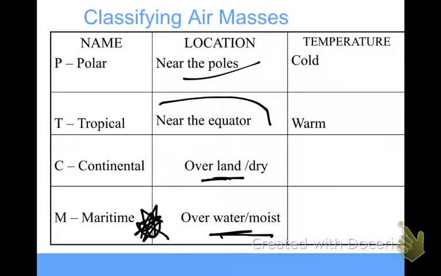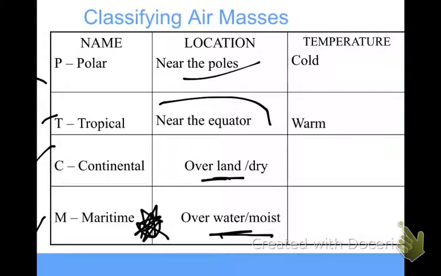So we have 4 letters or initials that we use when we name an air mass. P for polar, T for tropical, C for continental, and M for maritime. So if you have an air mass and it's cold, and you know it's cold because it formed near the poles, then you would write down the letter P. If it was an air mass that was warm, you know it's warm because it formed by the equator, then you would give that the letter T to stand for tropical.